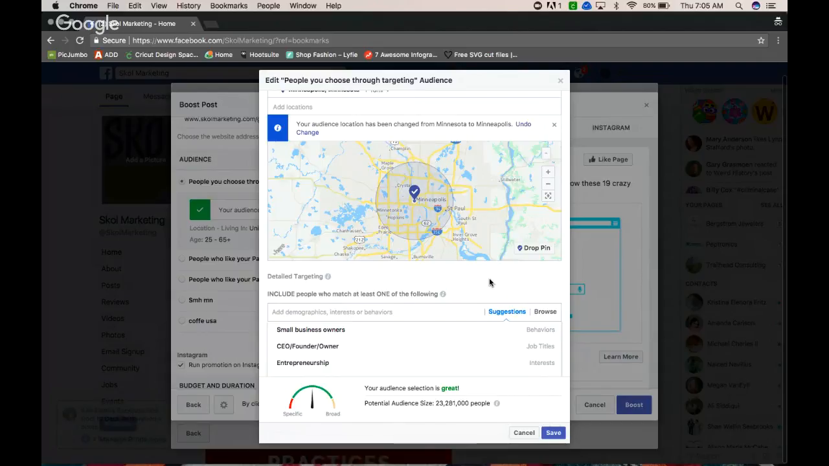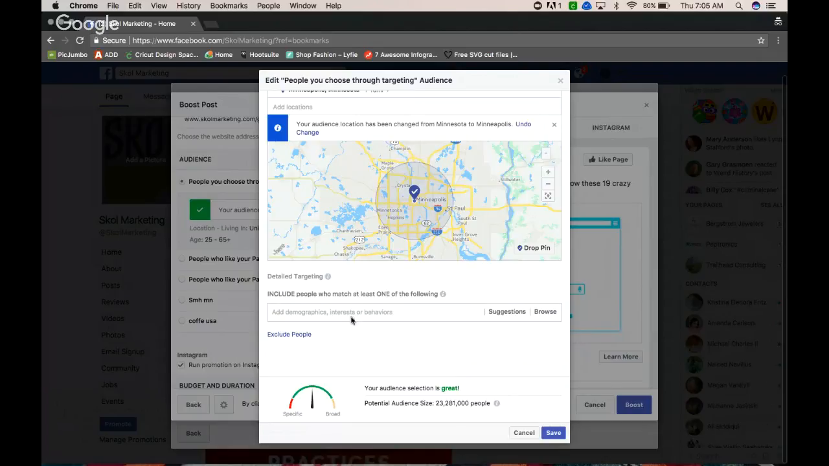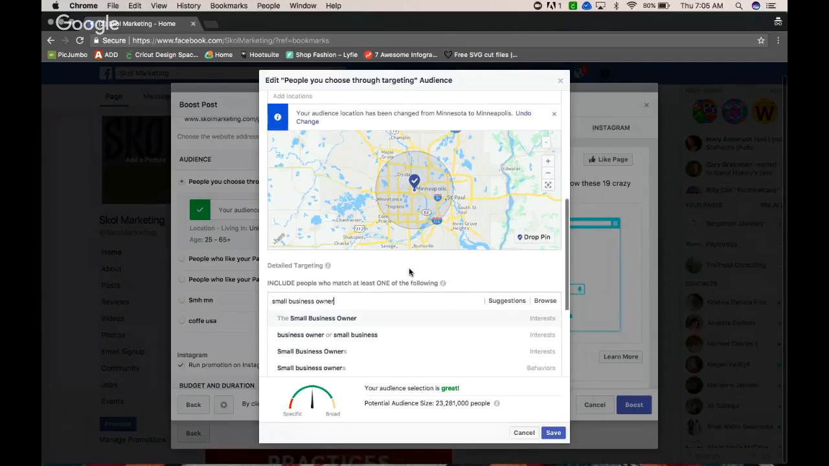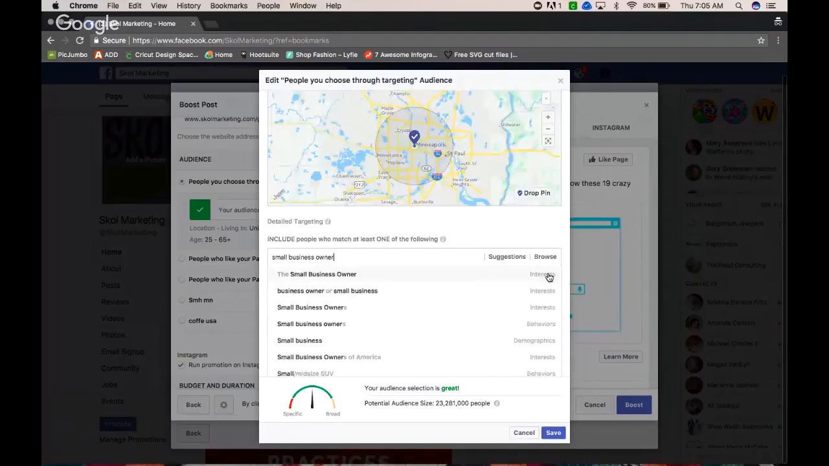What I mean by that is you can kind of see this right here. If I want to go after a small business owner, I can start typing in small business owner. Now you're going to want to scroll here and pay attention to the right-hand side, because Facebook is going to categorize them in a certain way. So this is small business owners, an interest level.